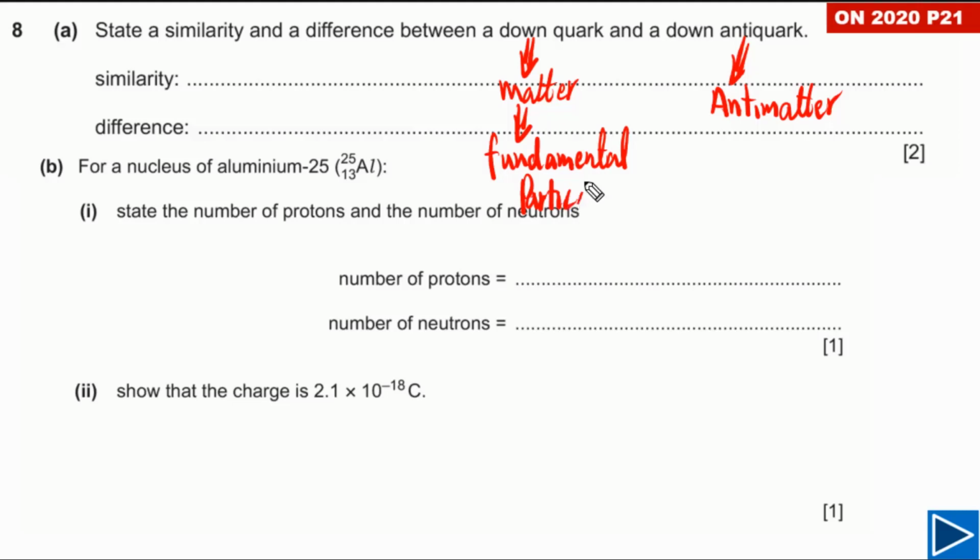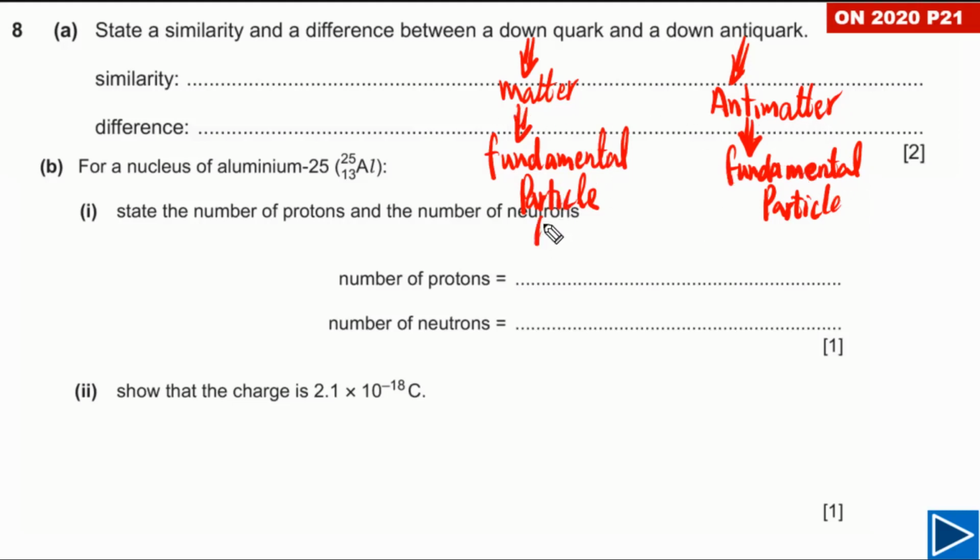So the down quark is a fundamental particle. Any type of quark is a fundamental particle. Likewise, the down antiquark is also a fundamental particle, meaning it cannot be divided into smaller particles. So this is the similarity between these two, and the earlier one is the difference.